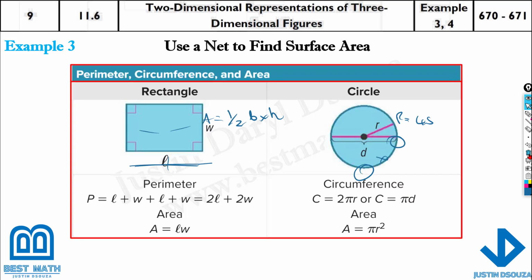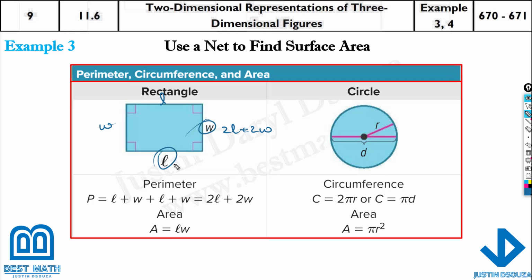What about the rectangle and the circle? Rectangle here, the opposite sides are equal. So this is W, this is L. So the perimeter will be 2L plus 2W. Area is very simple. Multiply the two adjacent sides, not the opposite sides. The corresponding or adjacent sides are multiplied. Length times width. A circle has to do something with pi, isn't it? Because pi was found out from a circle itself, from the circumference especially.